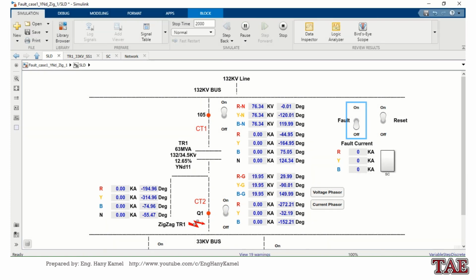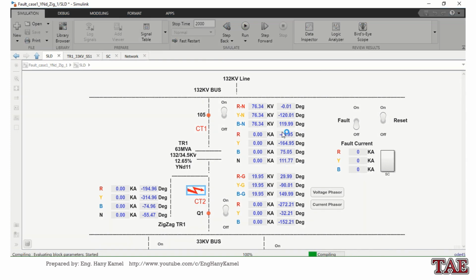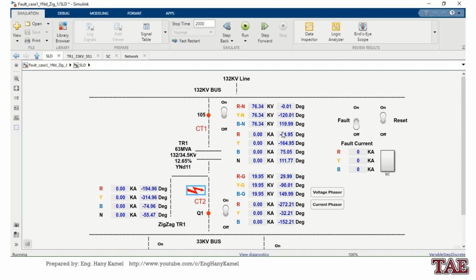Just for clear indication, I will move the fault here, and now I will start in normal condition. I will remove force reset. Now I will apply 3-phase fault, transformer trip. I will keep force reset to see which protection operates.